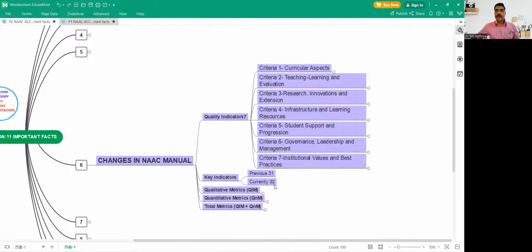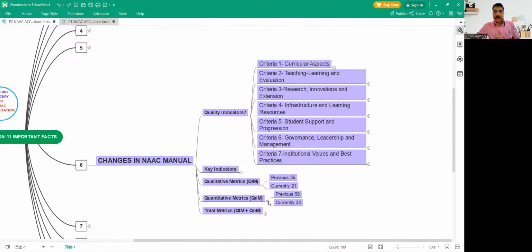So previously there were 31 key indicators, and currently there are 32 key indicators, which are there in the NAAC manuals for the affiliated institutes. Then you can see here in the qualitative matrices, that is descriptive type of questions, previously there were 35 questions, and right now they have been reduced to 21.